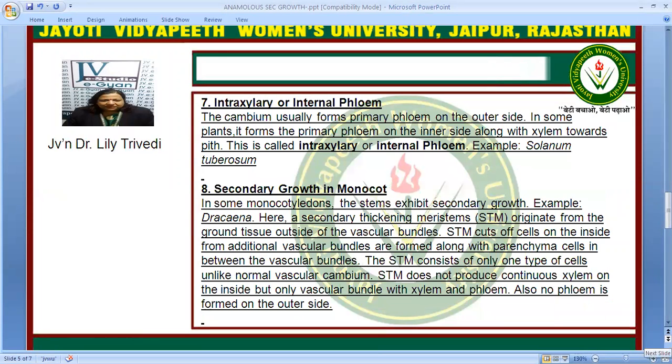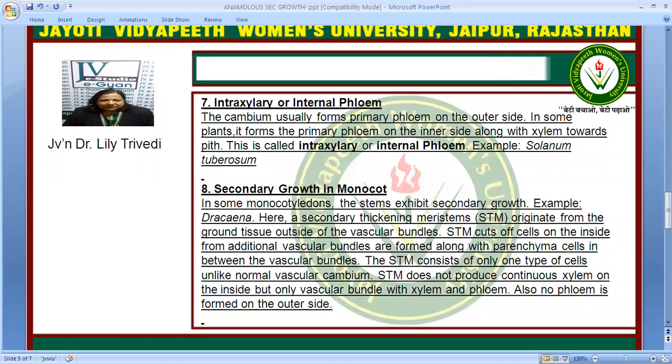Then we have intraxylary phloem or internal phloem. Usually, primary phloem is formed outside the cambium. But in some plants, primary phloem is on the inner side along with the xylem towards the pith. Such a phloem is called intraxylary or internal phloem. An example is Solanum tuberosum.